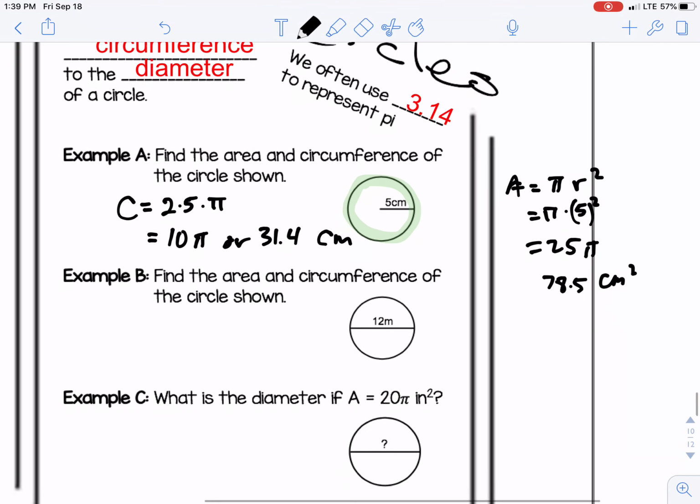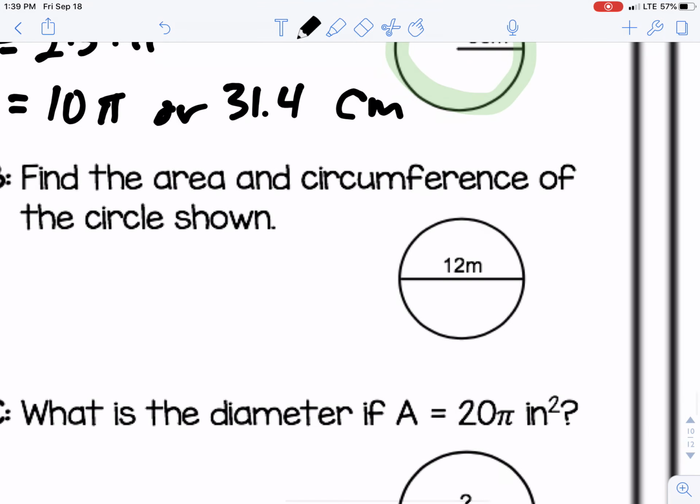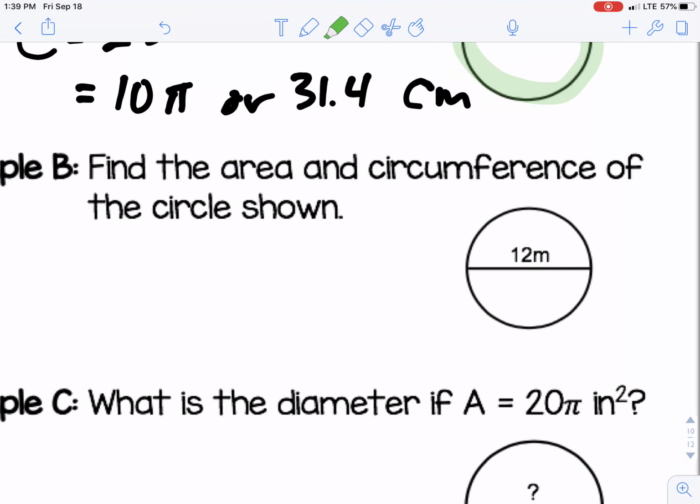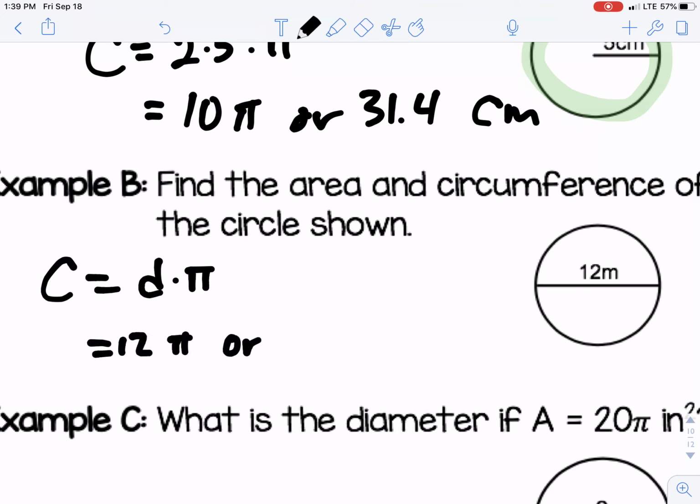All right, example B is kind of tricky when they give you the entire diameter, right? To find out the circumference, and they give you the diameter, circumference is equal to diameter times pi. Well, we know what that diameter is. It's 12 pi, super easy. Or 12 times 3.14, which is 37.68 meters. Area is where you have to be careful because it's pi times the radius squared.